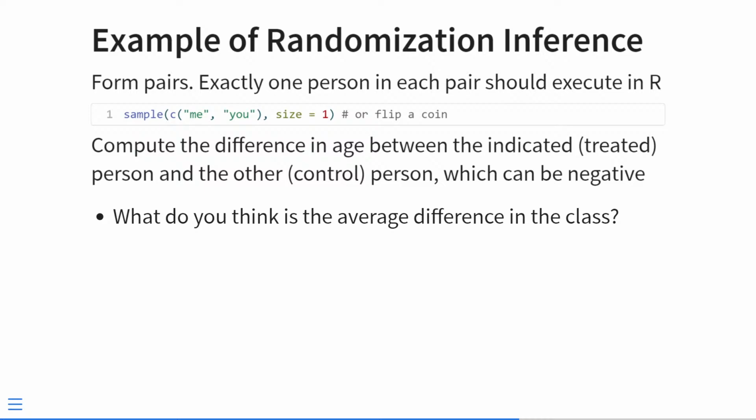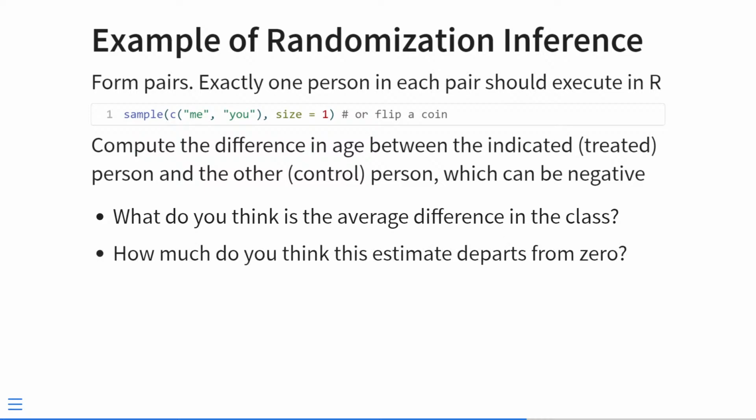But the difference is not going to be 0 every single time. Particularly, if you just did it in terms of age, number of birthday parties that you've had, that's fine. But if we did it in terms of years and months, how old you are, then it's almost never going to be exactly 0. So how much do you think the average in this class of the pair differences could depart from 0?